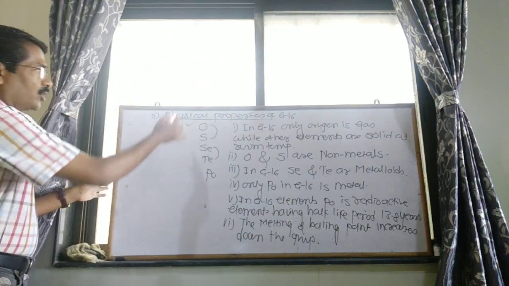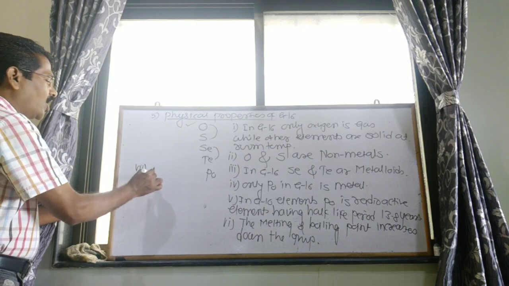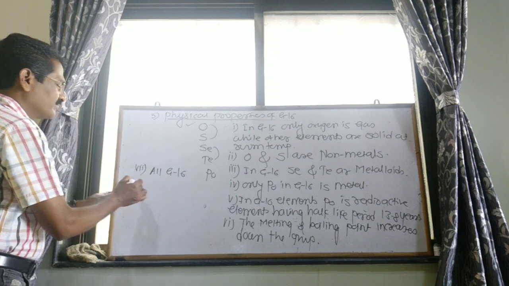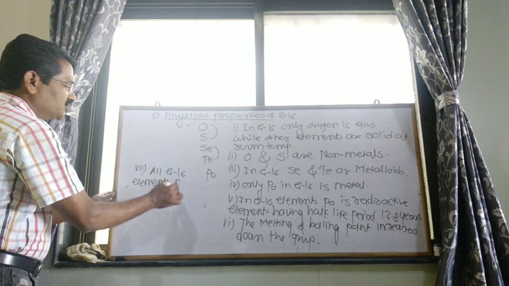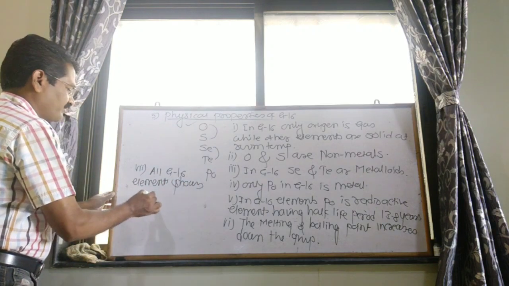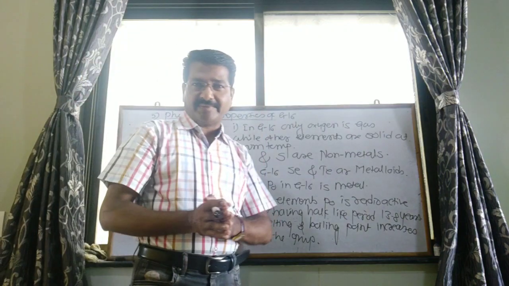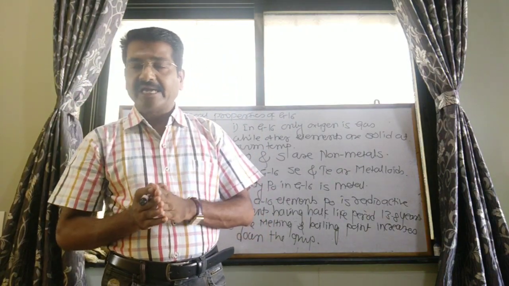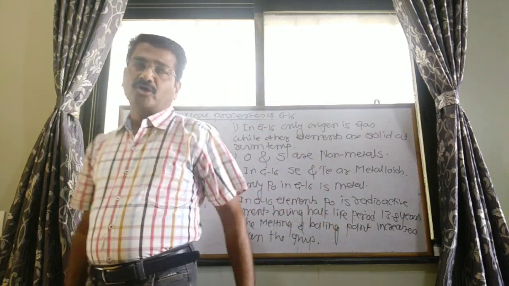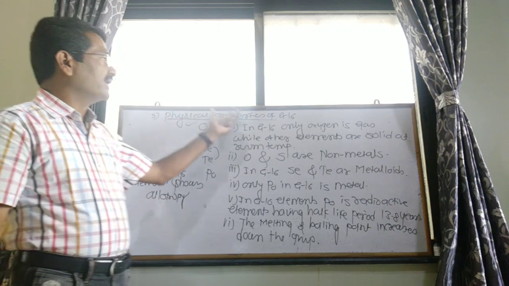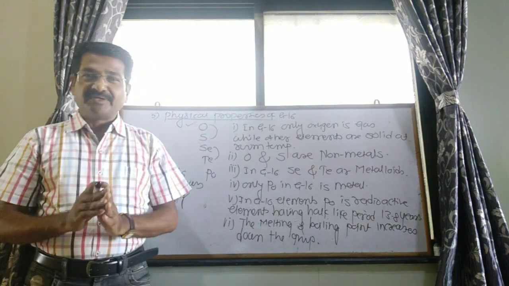And the last point of these physical properties is that all these 16 elements show allotropy. All these elements possess allotropic nature. So these are the physical properties of the 16 elements. Here, physical properties are completed.